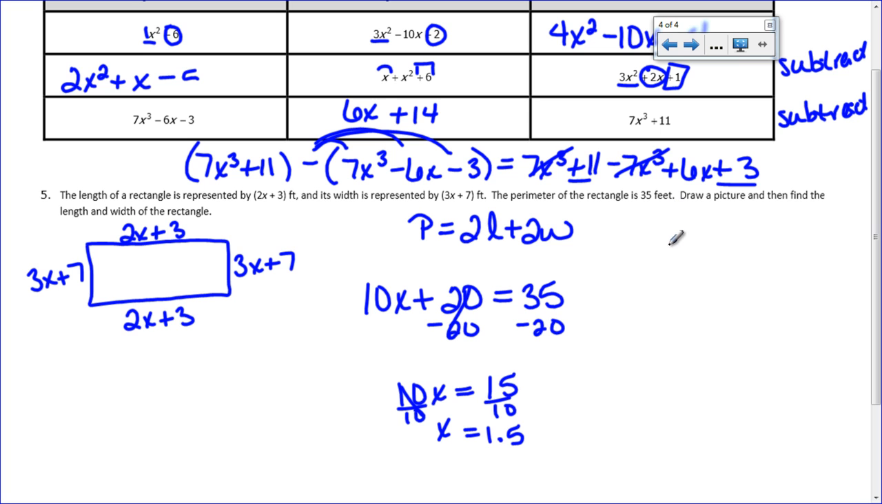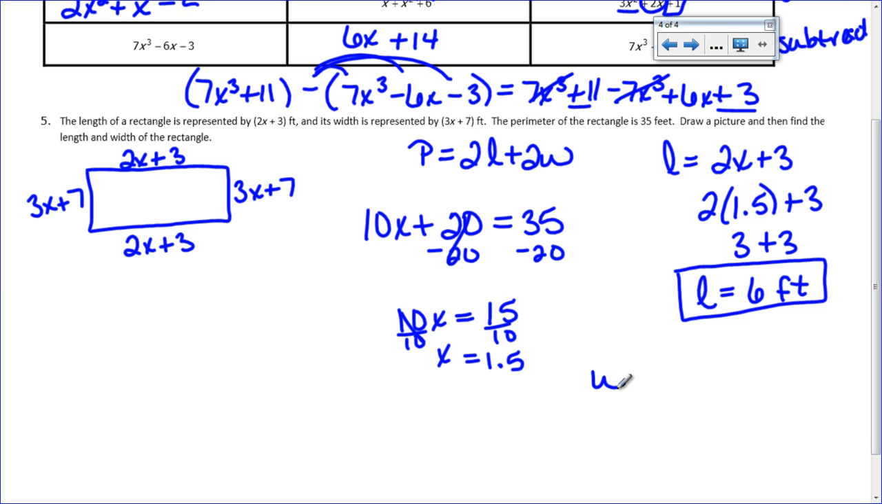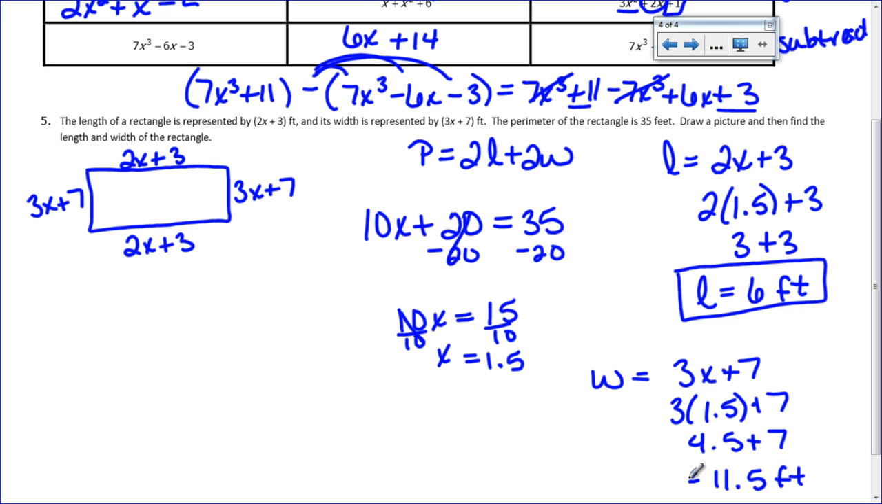And so I'm going to plug this back in. My length is 2x plus 3. So I'm going to do 2 times 1.5 plus 3. Well, 2 times 1.5 is 3, plus 3 makes 6. So the length of my rectangle is 6 feet. And then my width was 3x plus 7, so I have to do 3 times 1.5 plus 7. Well, 3 times 1.5 is 4.5, plus 7, which makes 11.5 feet. And so the width of my rectangle is 11.5 feet.